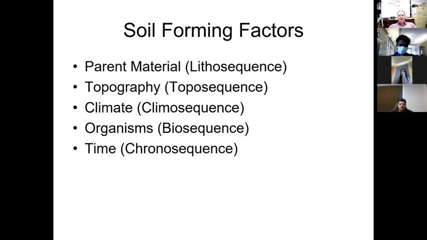Hans Jenny. And we give a name to each one of these, okay? I'm going to give you some examples of these, and hopefully they make sense. But these are really actually pretty easy to remember. You're going to have to know these, by the way.